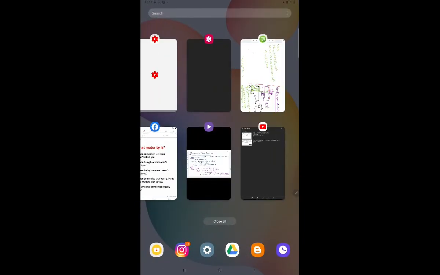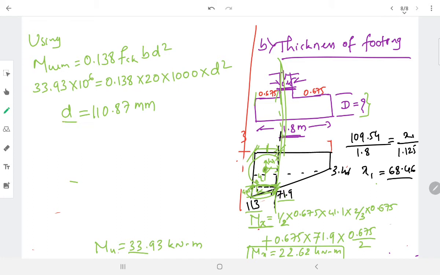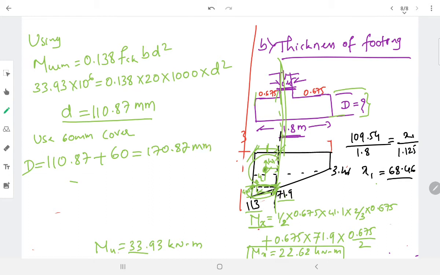And assuming depth as, so d is 110.87, use 60 mm cover. Depth of the slab is with 60 mm cover, so it is 110.87 plus 60 mm cover, so D is 170.87.